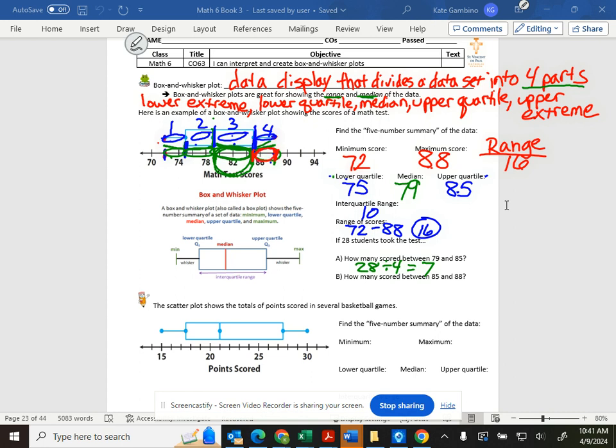My second question says, how many scored between 85 and 88? Look at that, that's one of my sections. So if I had 7 scores in this section, how many are going to have scored in that section?